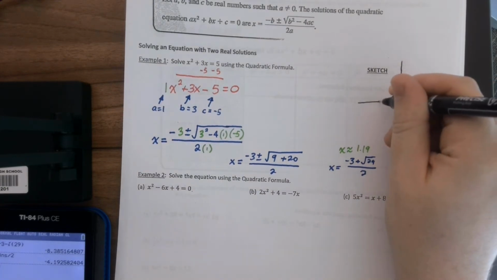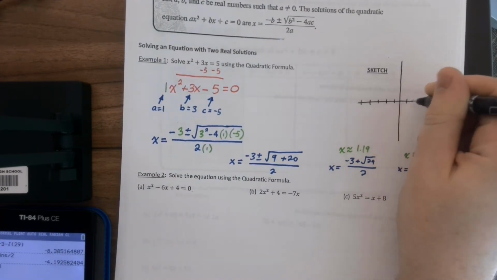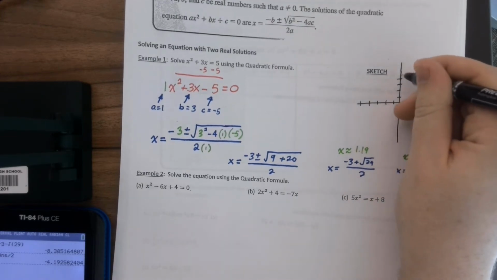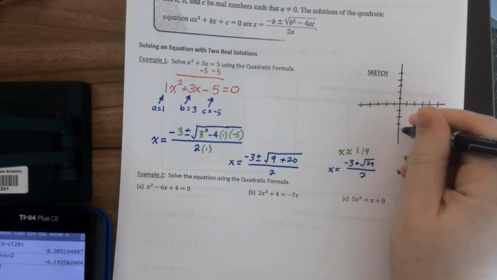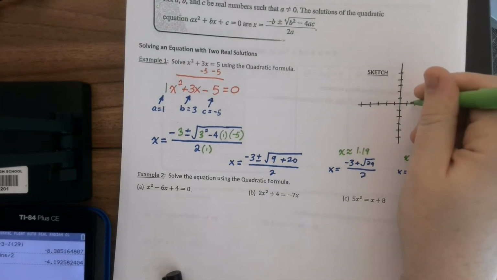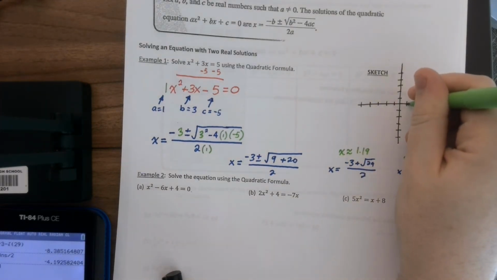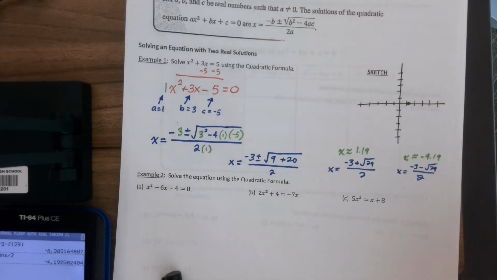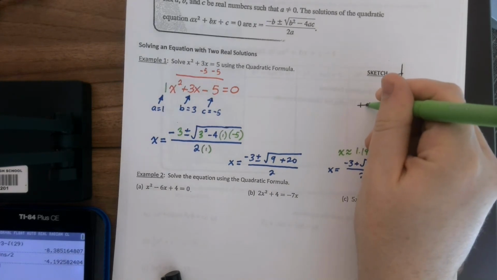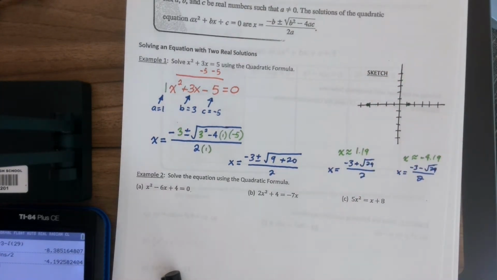So if this is negative 1, negative 2, negative 3, negative 4, negative 5, 1, 2, 3, 4, 5, and I'll count up on the y's as well. What do we know about this now? We know a great deal, actually. We know, for instance, that we have an x-intercept at 1.19, so it's just above 1, maybe right there. We have another x-intercept at negative 4.19, it's just below negative 4, right there.